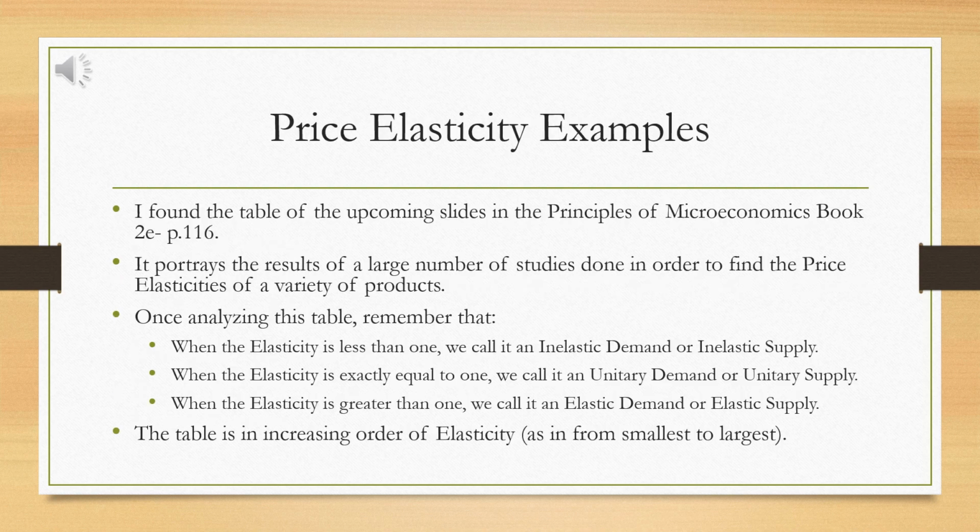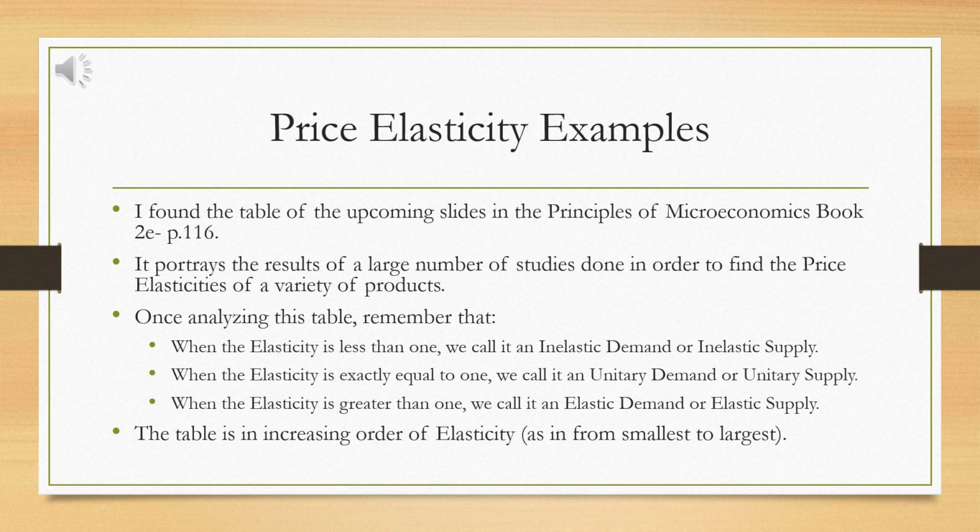I found the table of the upcoming slides in the Principles of Microeconomics book 2E, page 116. It portrays the results of a large number of studies done in order to find the price elasticities of a variety of products. Once analyzing this table, remember that when the elasticity is less than 1, we call it an inelastic demand or inelastic supply.